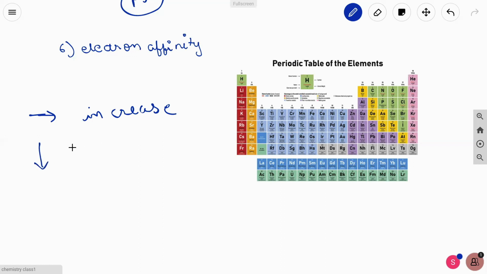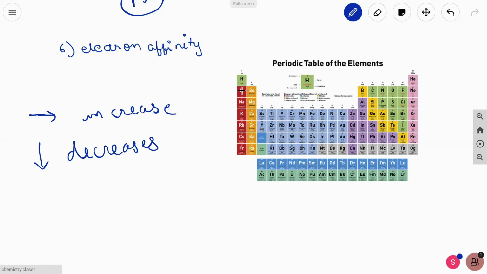When you go down a group, the force on each electron decreases, so electron affinity also decreases. Another electron is gained into a bigger shell, a shell which is further away, and therefore the energy value of that shell is less, so it decreases.